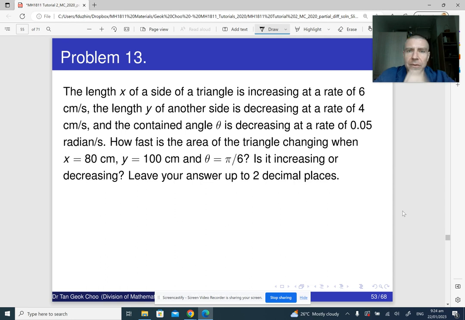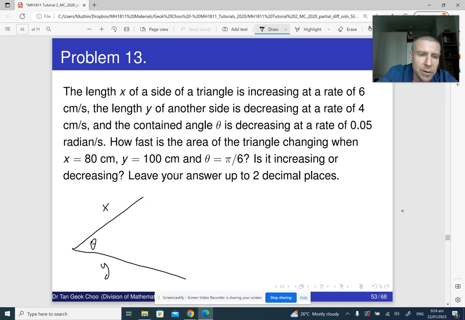So let me draw this triangle. The situation is sort of like this. So there is x, there is y, and there is theta, right? So we have a triangle. Okay, so what's going on?